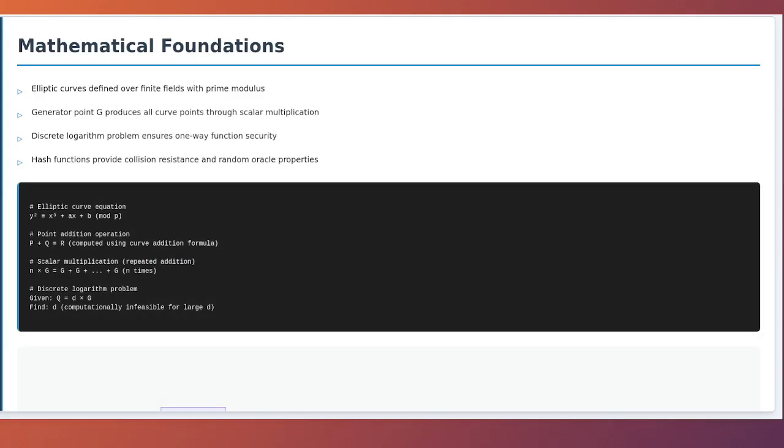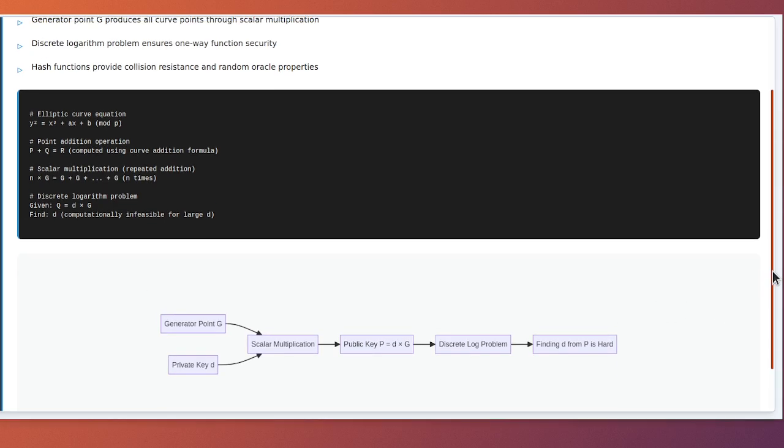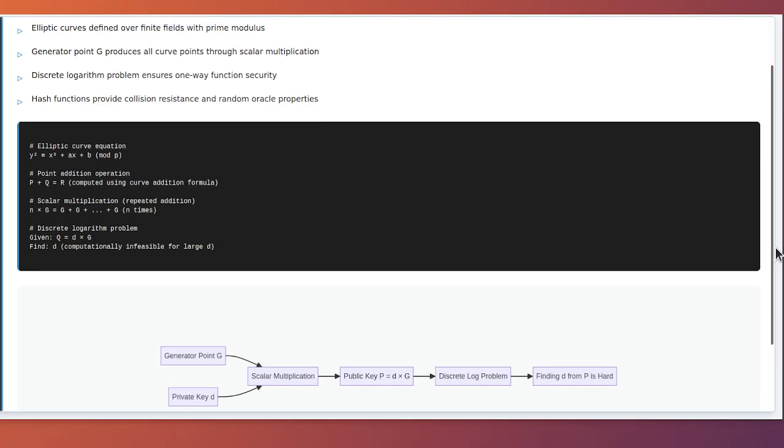Mathematical foundations. Before we can implement Schnorr signatures, we need to establish a solid understanding of the mathematical primitives that form the foundation of this cryptographic scheme. At the heart of Schnorr signatures lies the discrete logarithm problem over elliptic curves, which provides the one-way function necessary for public key cryptography. An elliptic curve is defined by an equation of the form y squared equals x cubed plus a times x plus b, where the curve is defined over a finite field. In cryptographic applications, we typically work with curves over finite fields with a prime modulus, meaning all arithmetic operations are performed modulo a large prime number p.